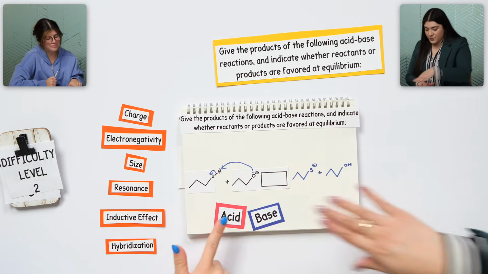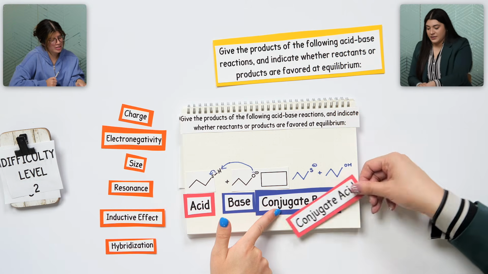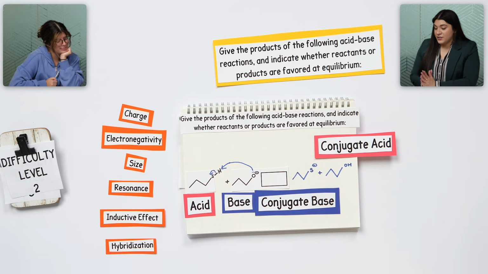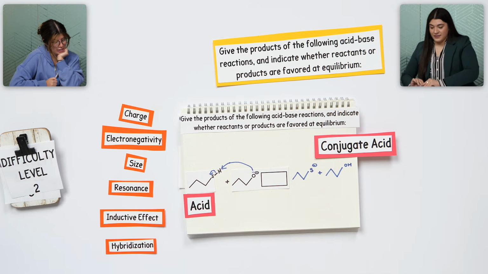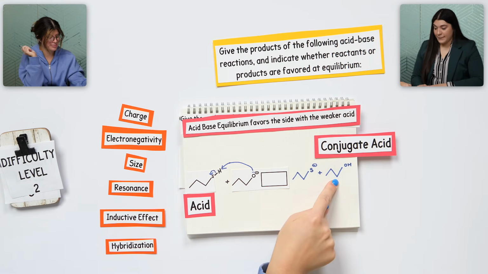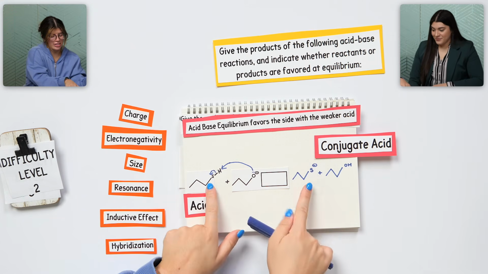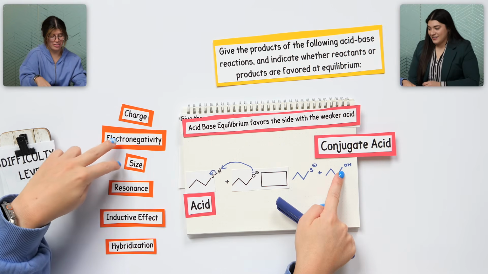So again, I'm going to have us place everything again. What was our acid, what was our base, what was our conjugate base, conjugate acid, all that. Which way is the equilibrium going to favor? We're just comparing the acids. We're picking the weaker side. Why? Because if I'm comparing the sulfur and the oxygen, we're looking at these two.